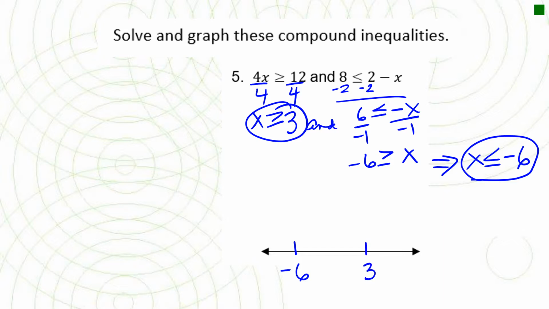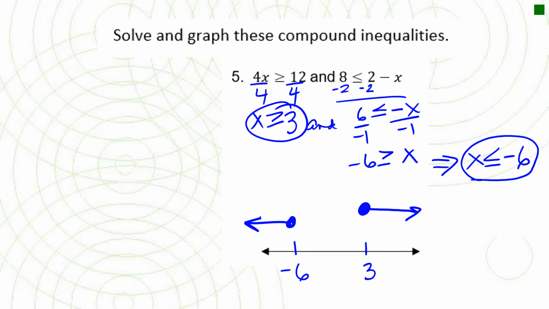So I start with the first one. X is greater than or equal to 3, so I put a dot and I head to the right. I colored it in because there was a line under it. And over here I have x is less than or equal to -6. So again, I have a dot that I color in, and then I shade to the left.